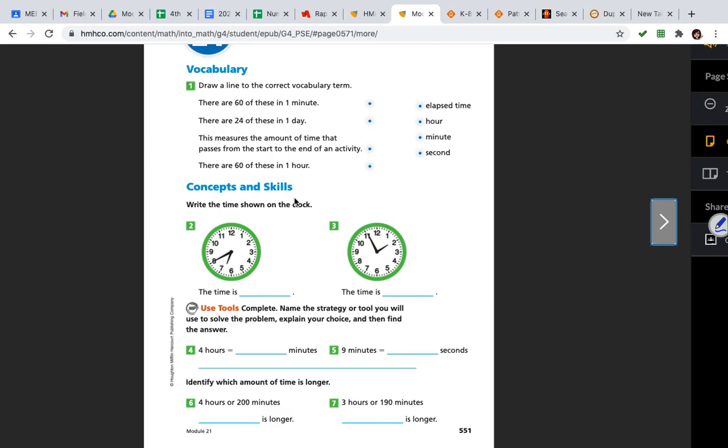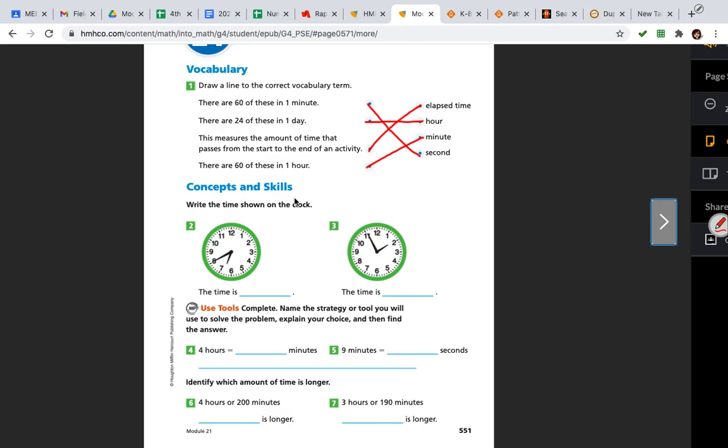It says draw a line to the correct vocabulary term. So it says there are 60 of these in 1 minute. Well, we have 60 seconds in 1 minute. So you should have drawn a line to seconds. There are 24 of these in 1 day. So there's 24 hours in 1 day. This measures the amount of time that passes from the start to the end of activity. That would be your elapsed time. The last one, there are 60 of these in 1 hour. 60 minutes in 1 hour.